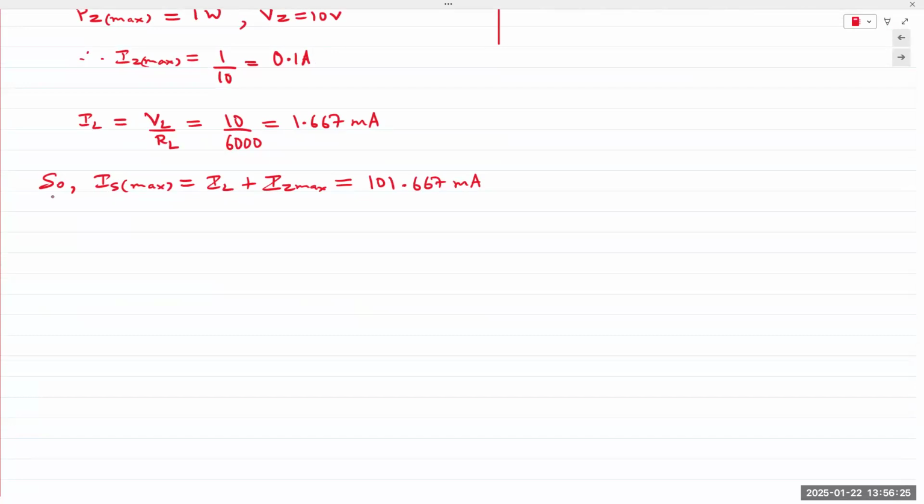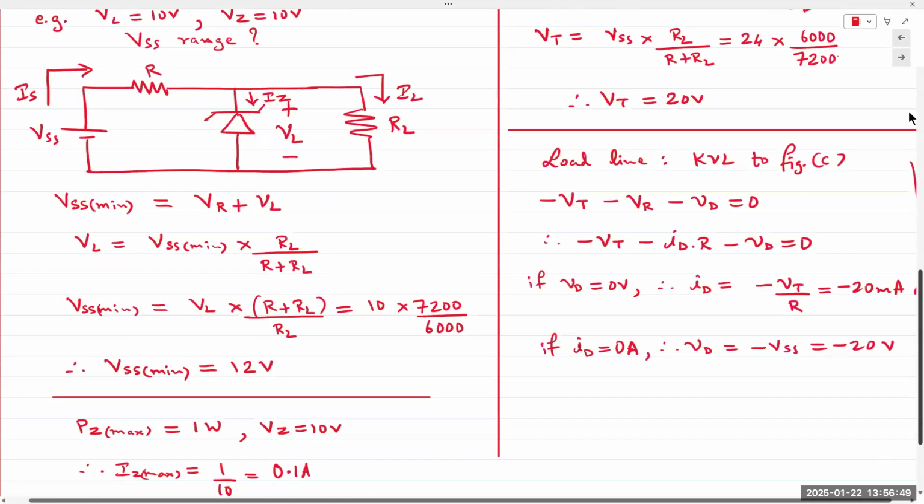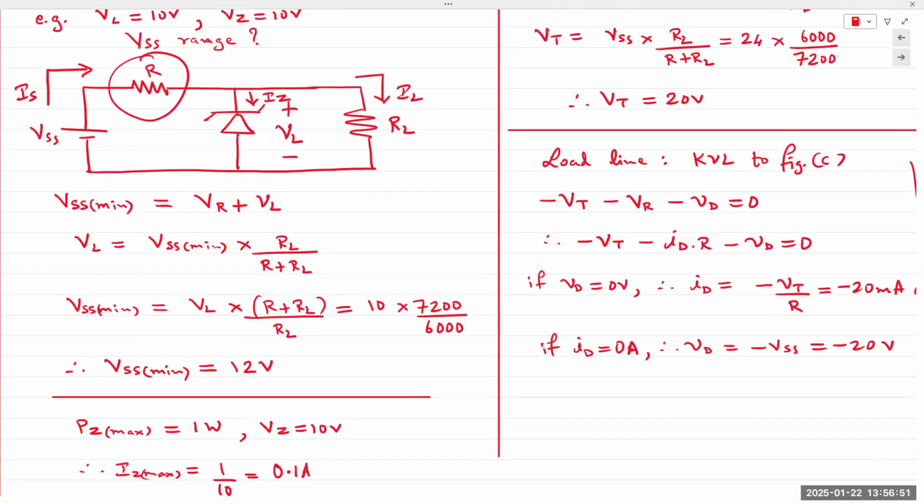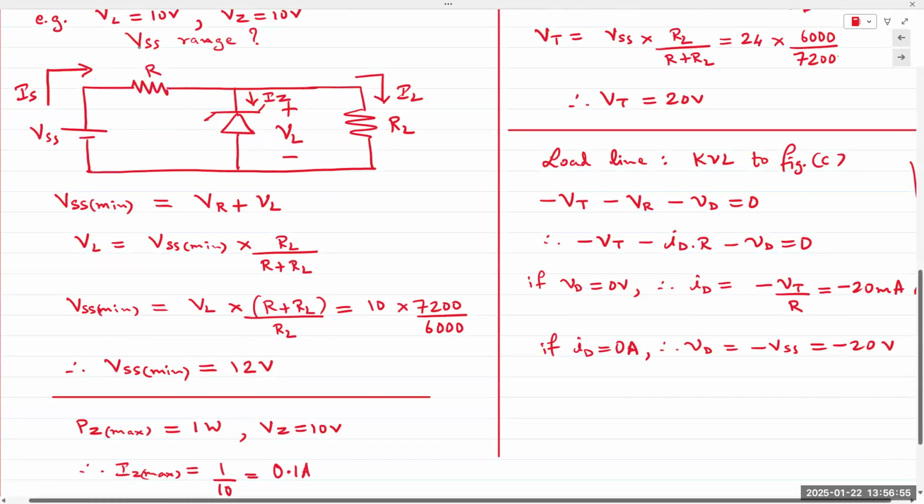And then if this is the maximum current that can come from the power supply, what is the voltage across that resistor? VR. Because that is in series with the power supply. So all of this current, 101.667 milliamps, must go through this resistor R, which causes a voltage drop across that resistor.